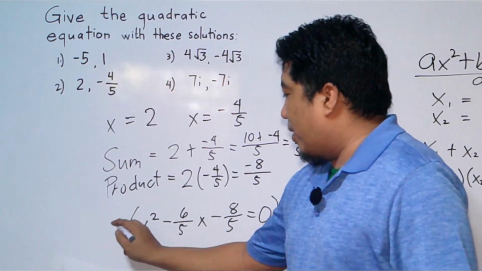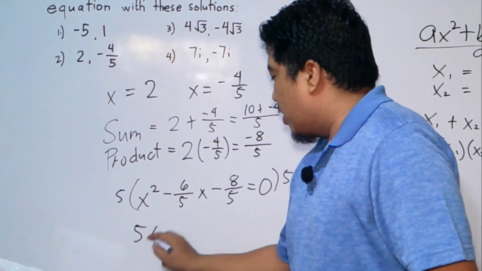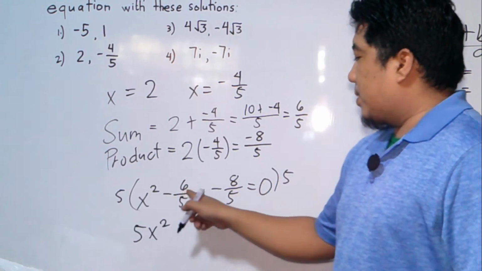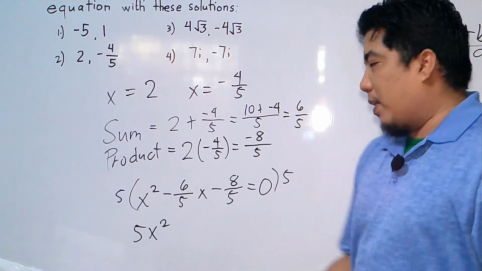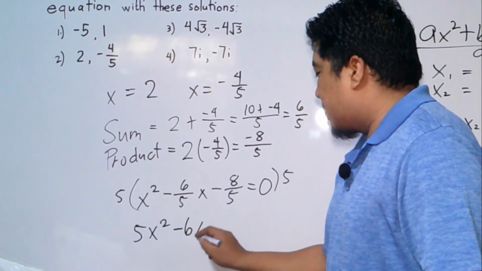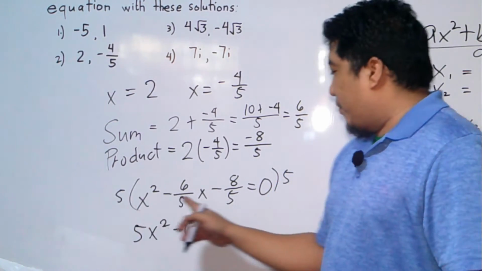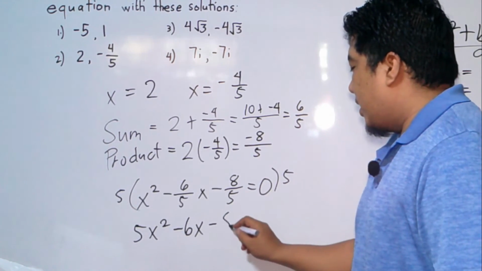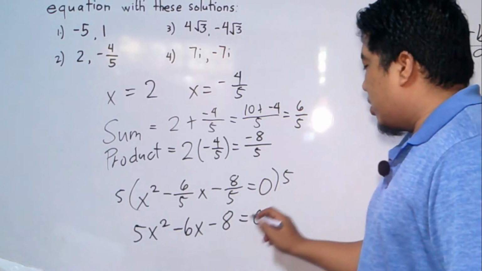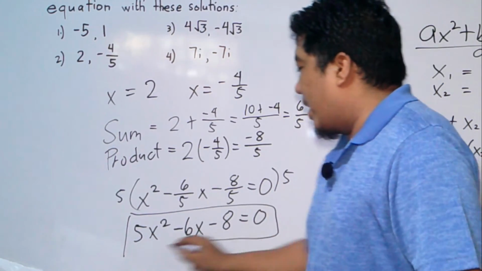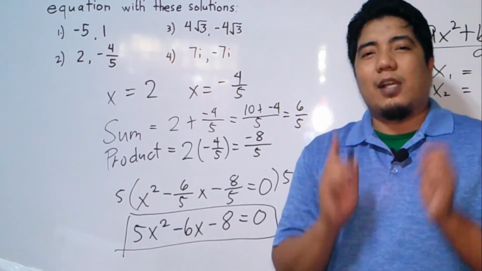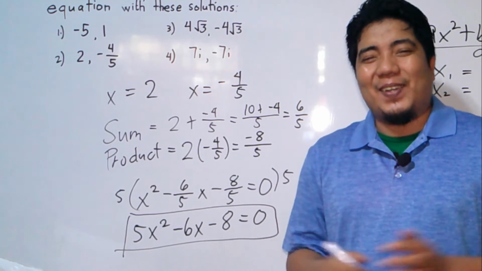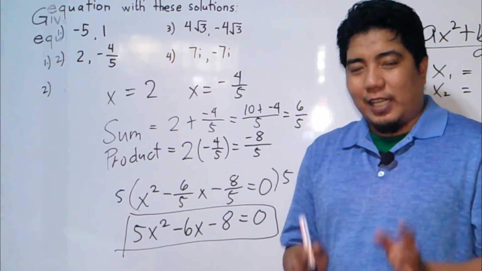So if you multiply 5 here, that will give us 5x squared. If you multiply 5 here, 5 times negative 6, that is negative 30 divided by 5, that will give you negative 6x. If you multiply 5 times negative 8, that is negative 40 divided by 5, that is still negative 8, is equal to 0. And that is your final answer, and that is just the same as our second example and the reverse method. Simple, right? Okay. Now let us go to the third example.